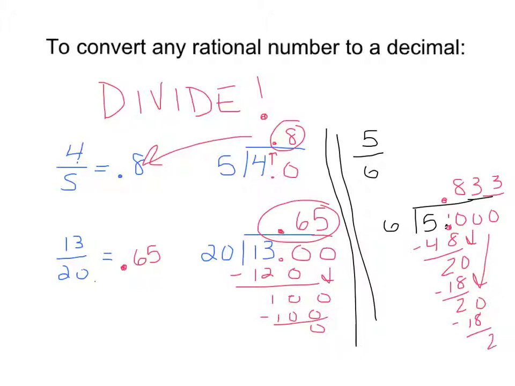What this means is that what begins happening is I have this 3 repeating. So what 5/6 actually is as a decimal is 0.83, where the 3 is repeating. So what this means is that 5/6 is a rational number because it's 0.83 repeating. So this is basically what you need to know about rational numbers.